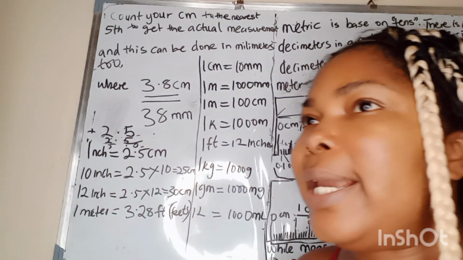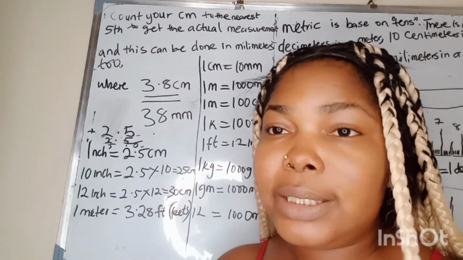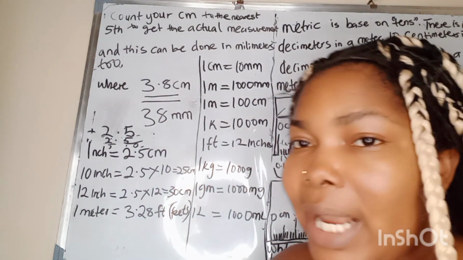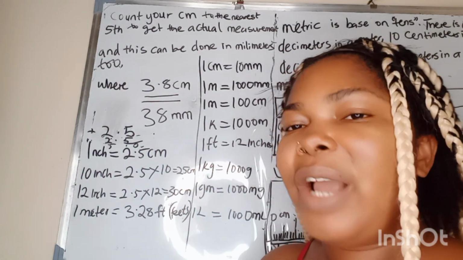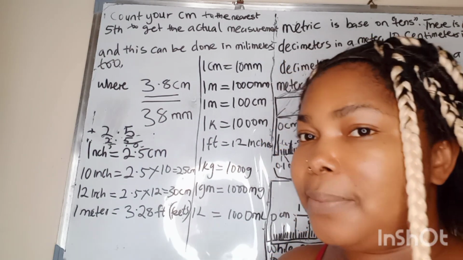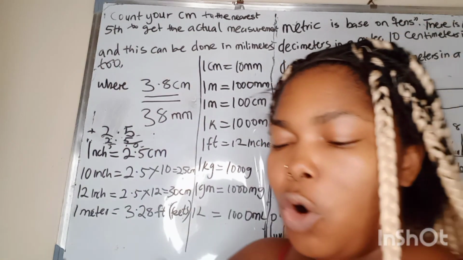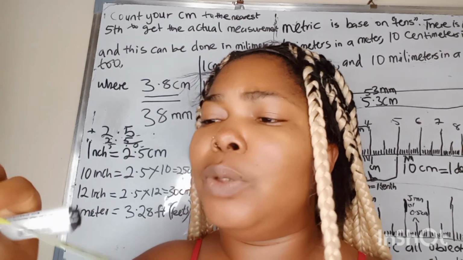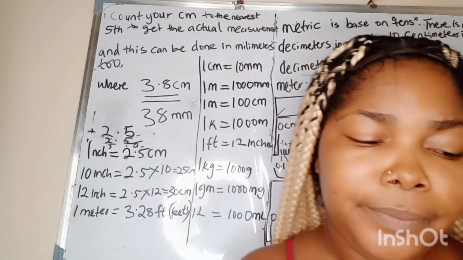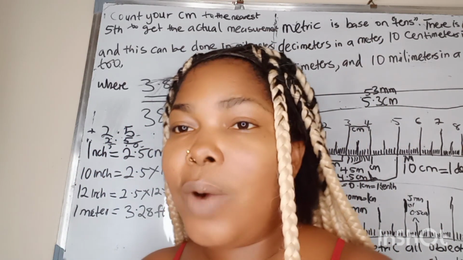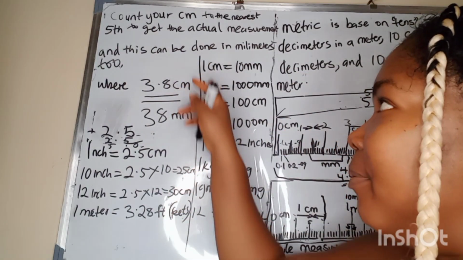Now you say 60 inches. You're going to do 60 times 2.5, to get your accurate measurement on the table, which I believe is going to be 150, right? So now that is all that I have for you.